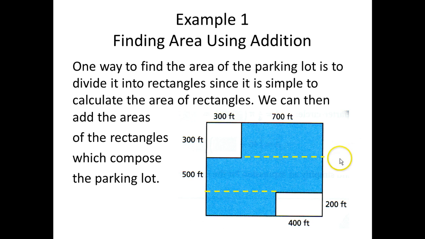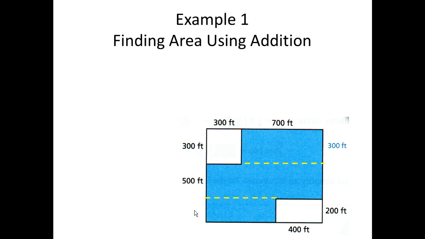So I can divide essentially this parking lot up into 1, 2, 3 rectangles. I'm going to call this one the top rectangle, the middle, and the bottom rectangle. Notice here, in order to find the area of this shaded region, I need to find the area of these 3 individual rectangles. But in order to do that, remember the area of any rectangle is the length times the width. So I need to find out the unknown dimensions in my 3 rectangles.